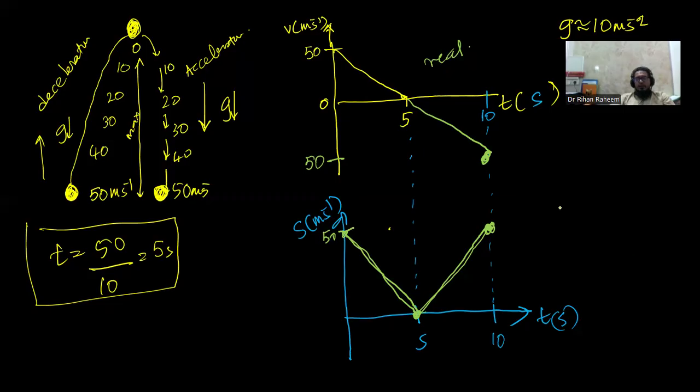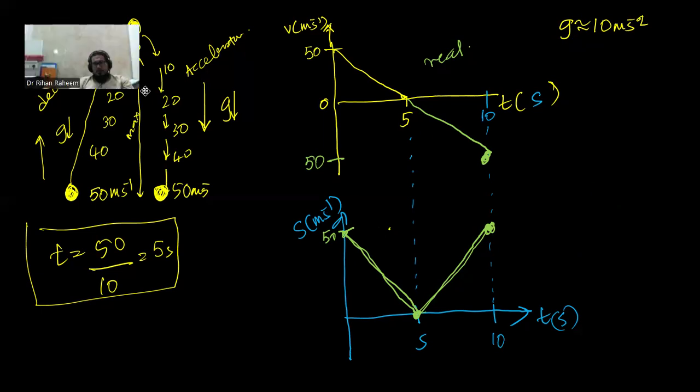Sketch the speed time graph. Are you clear about this? Some school teachers would have said speed time graph and velocity time graph are the same. Yes, but when the direction change occurs, that is when the problem comes.